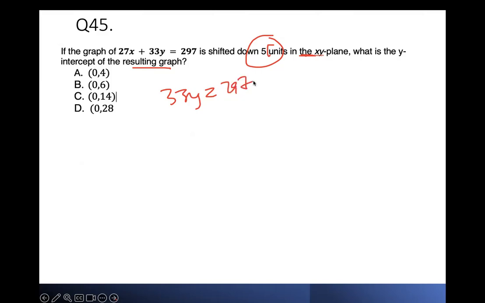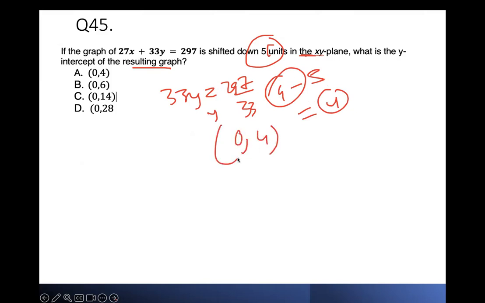What would it be? You divide that by that, you're going to get 9. This is not your answer. We've shifted down, so subtract the amount of shift, minus 5, will give you 4. So the y value is 4 going down.